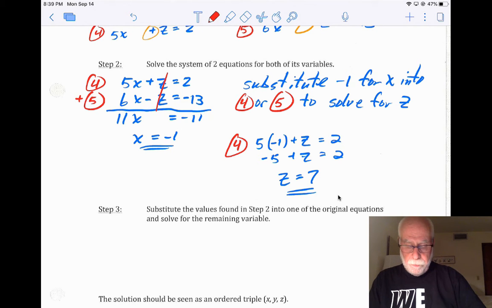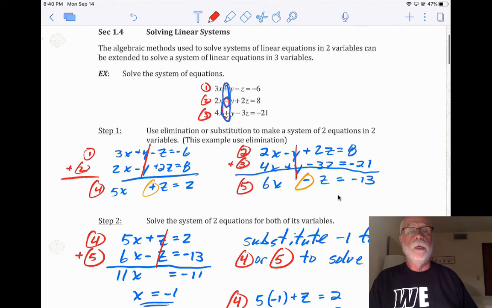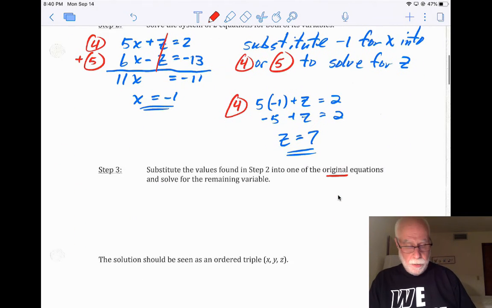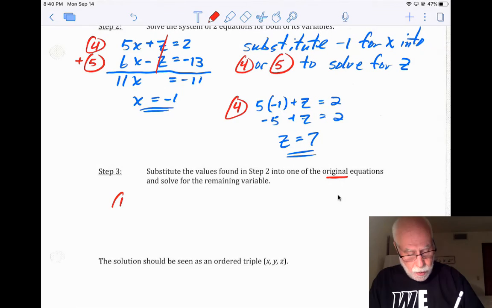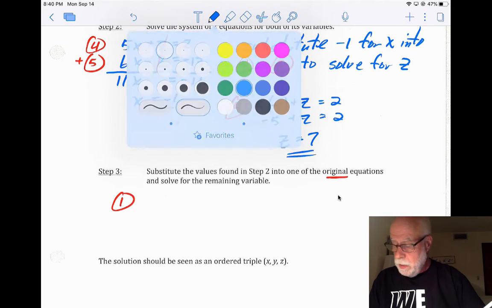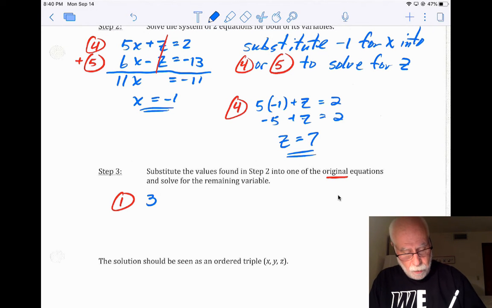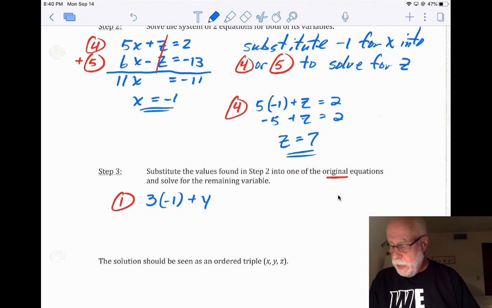Substitute the values from step 2 into one of the original equations. So when I say one of the original equations, I'm talking about 1, 2, or 3 up there. Again, I chose the easiest one. I chose 1. Again, in this case, we're all kind of easy. But again, on that one there, wherever I saw x, I'm replacing it with negative 1. Then I have plus y. And wherever I saw z, I'm replacing it with 7. And that'll equal negative 6.